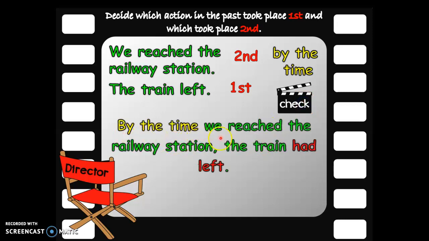By the time we reached the railway station, the train had left. The same as the previous one, we are expressing the first action in the past perfect and the second action in the simple past.